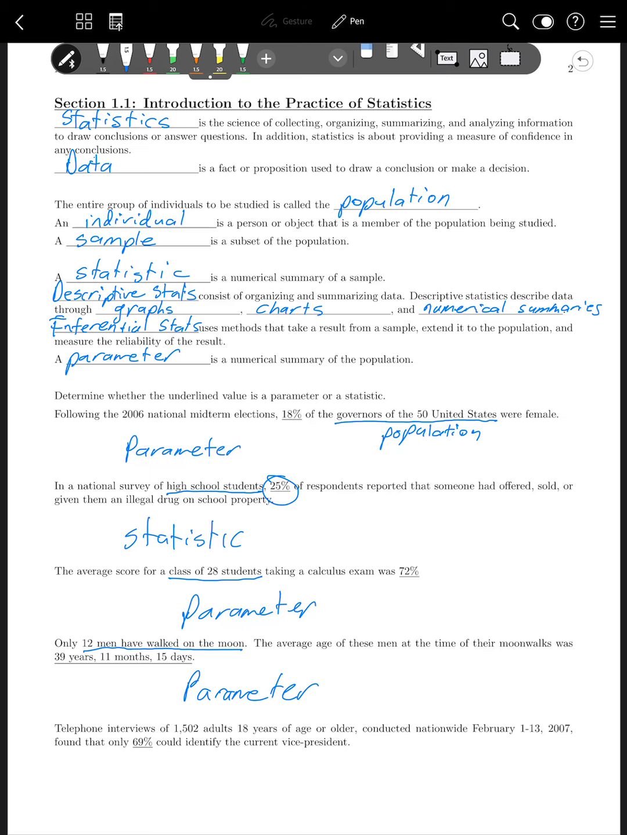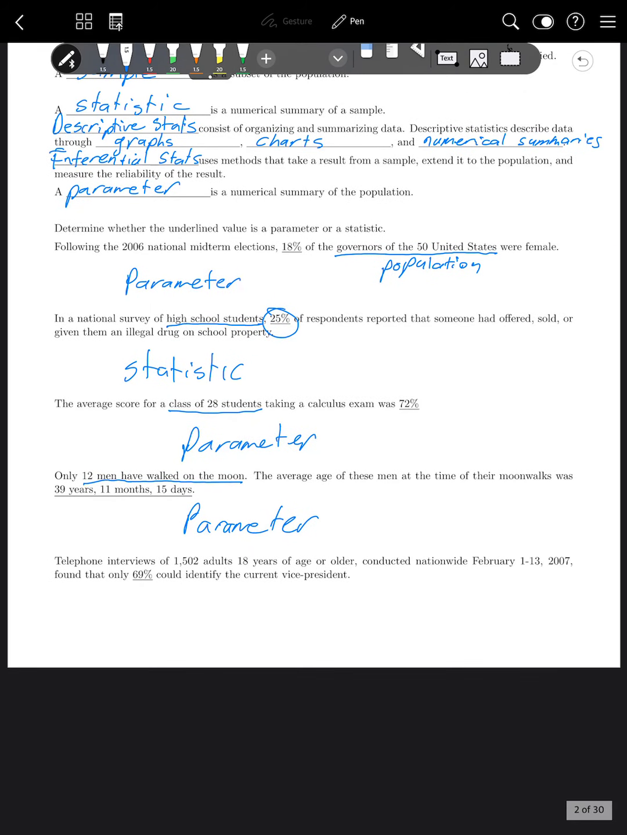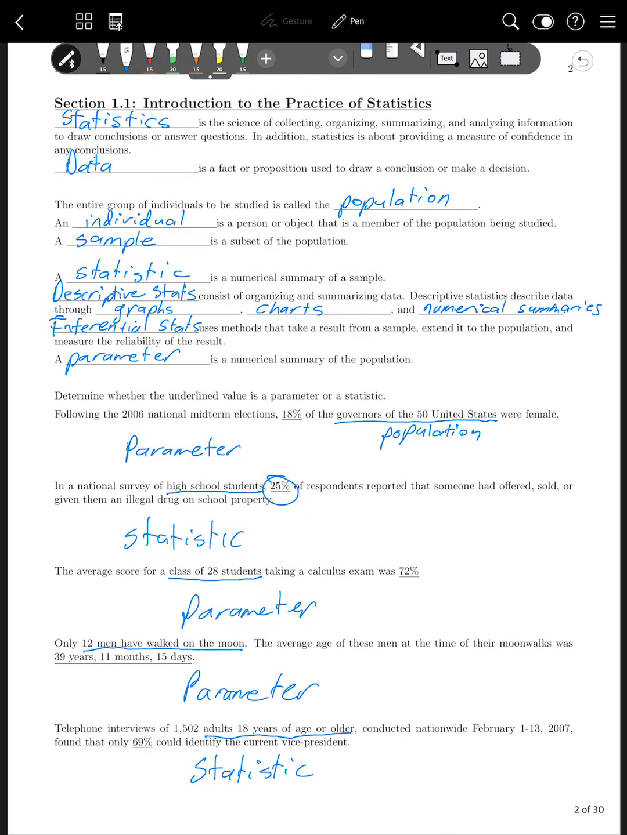And then the last one, telephone interviews of 1,502 adults 18 years of age or older conducted nationwide February 1st through the 13th, 2007 found that only 69% could identify the current vice president. So the population here would be all adults 18 years of age or older. They didn't ask all of them. They only asked 1,500 of them. So therefore, this is a statistic. Okay, so that's some examples of the difference between a parameter and a statistic.